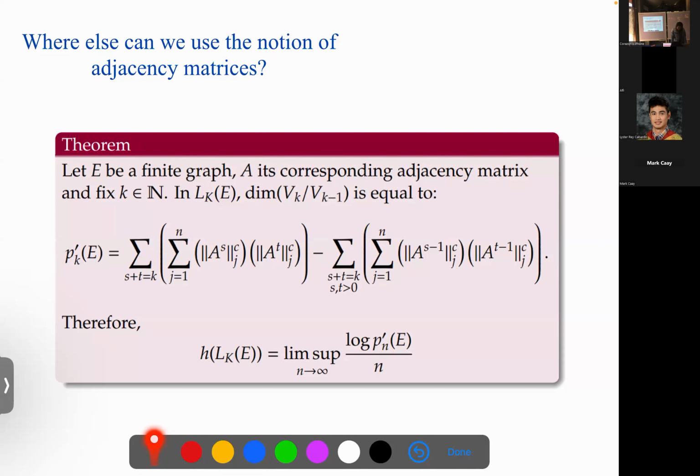What's the S here? The S power of the matrix, when you have S plus T equal to K. Where is T? T is here. So it matches the filtration. Yes, definitely.